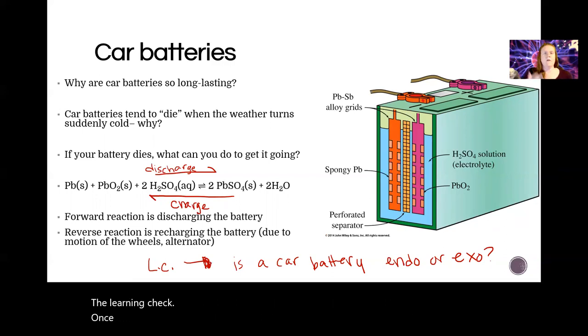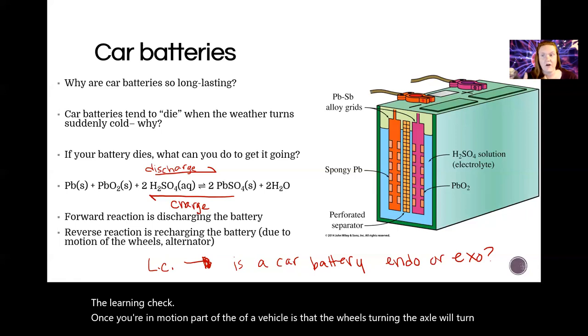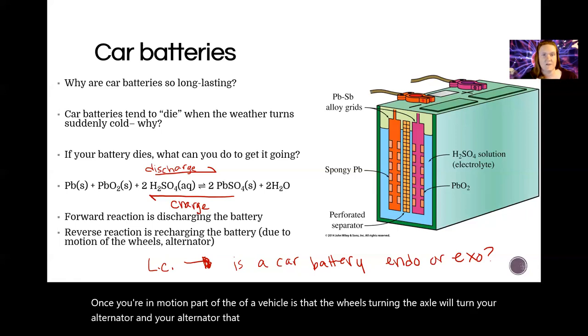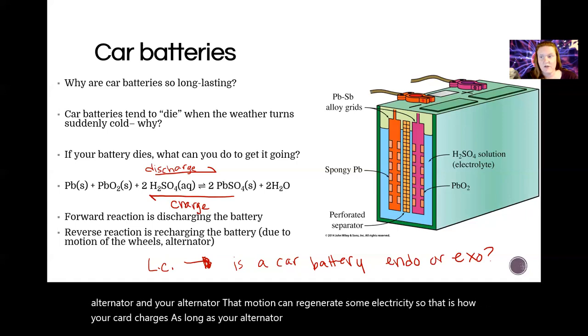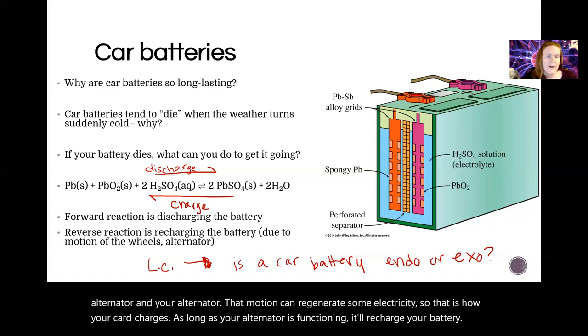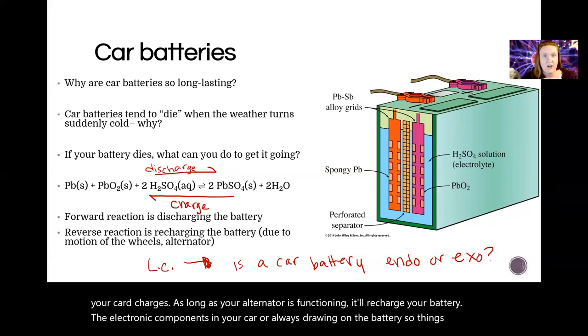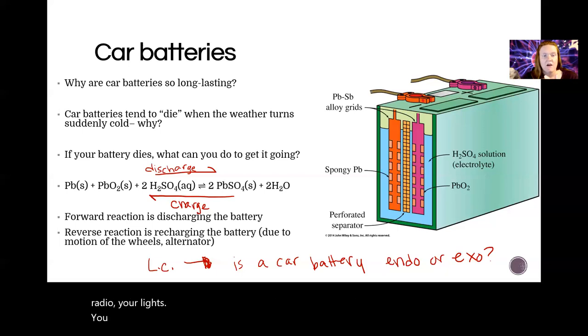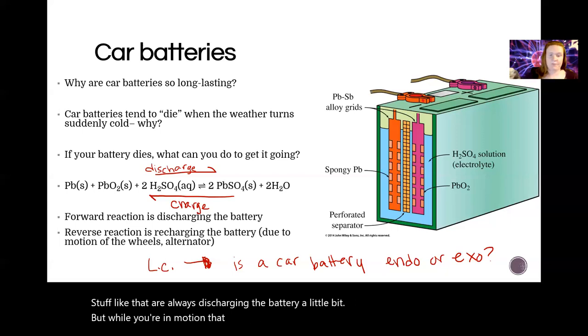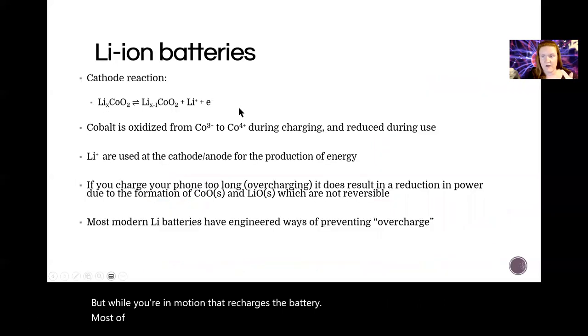Once you're in motion, part of the design of a vehicle is that the wheels turning the axle will turn your alternator, and that motion can regenerate some electricity. So that is how your car charges. As long as your alternator is functioning, it'll recharge your battery. The electronic components in your car, like your radio and your lights, are always drawing on the battery, so they're always discharging it a little bit. But while you're in motion, that recharges the battery. Most of the energy in your battery is used during startup, to get the spark plugs to spark.